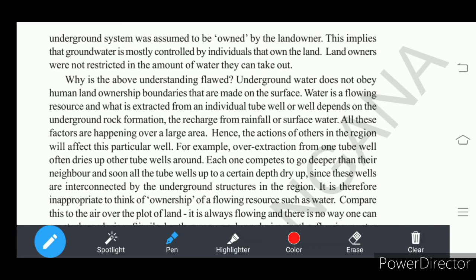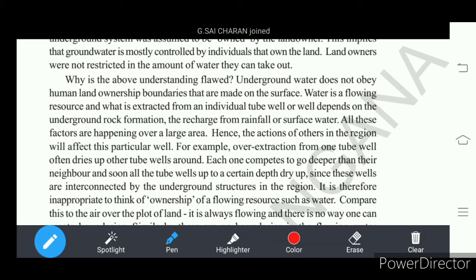There are three points here, my dear students. One is water extracted by one individual or by the people in one area, and underground rock formation, and recharge from rainfall and surface water will decide underground water formation in an area, right? So these are the points which say that water is a flowing resource. So the actions of others in the region will affect that particular well. Just now I have shown bore well 1 and bore well 2, they are using in a limited way, whereas bore well 3 extraction is high, right? So over extraction from bore well 3 dries up bore wells 1 and 2.